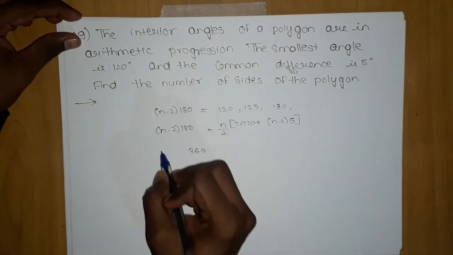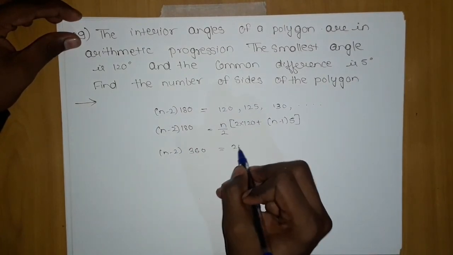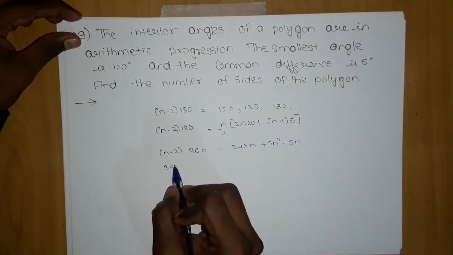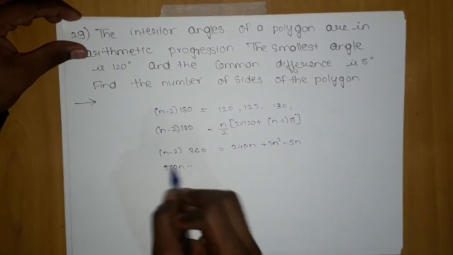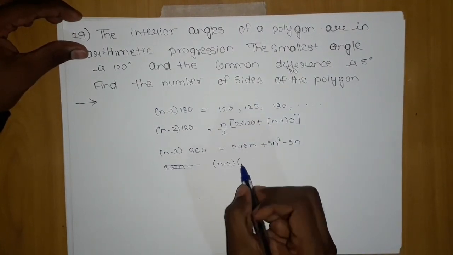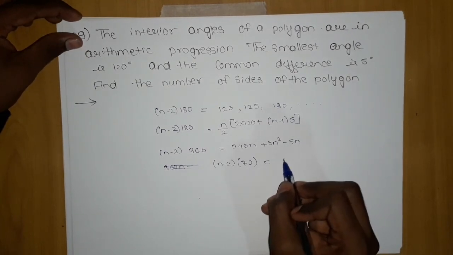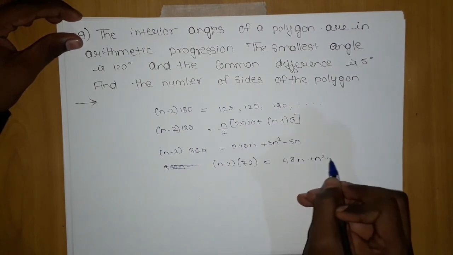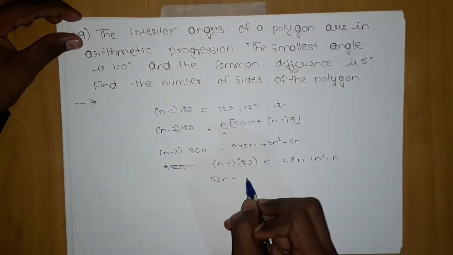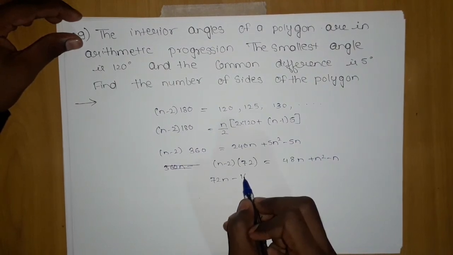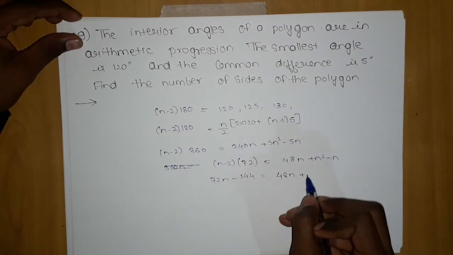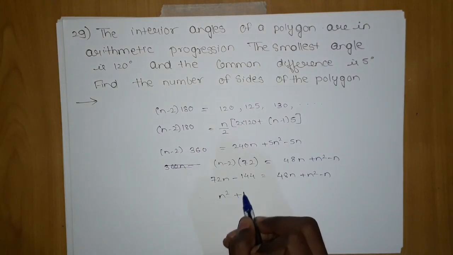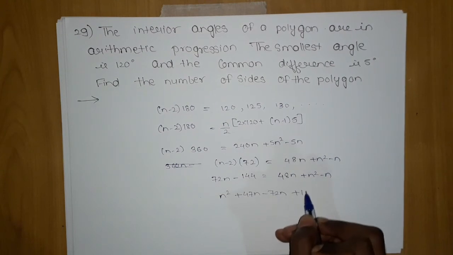This will become 360 into n minus 2, which should be equal to 240 into n plus n square minus 5n. Okay, if I divide it throughout by 5, what do I get? n minus 2, here I have 7 2s are 14, 2 4s are 8, so 72 into n minus 2 is 72n minus 144, equal to 48n plus n square minus n. If I move all the things, this is 47n minus 72n plus 144 should be equal to 0.